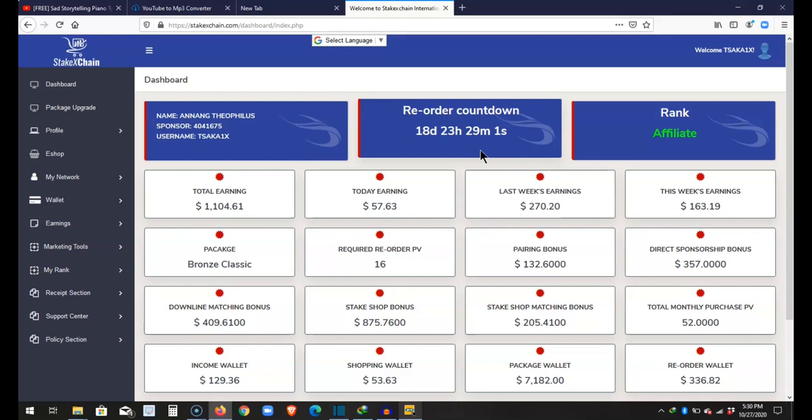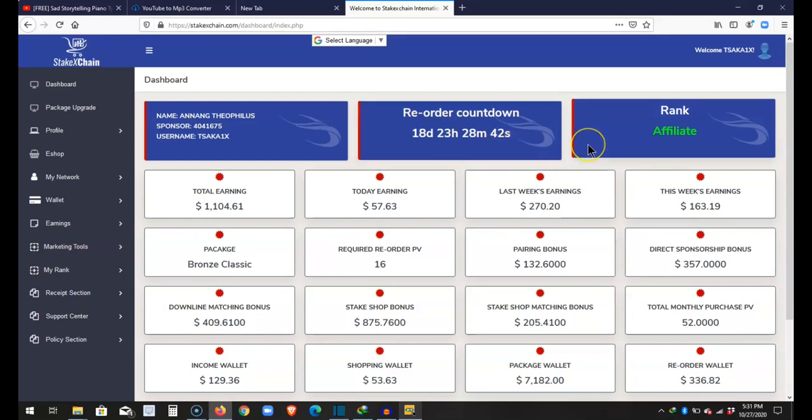Remember, the company pays you when you purchase products. You understand? So basically, you need that countdown to know when it's time for you to purchase again from the company. Now, the idea is that if you purchase, the company will make profit and then they can now pay us. So that's the reorder countdown. Very, very important value over there.